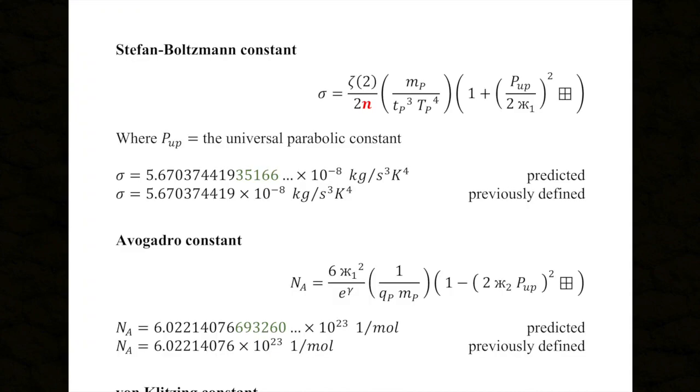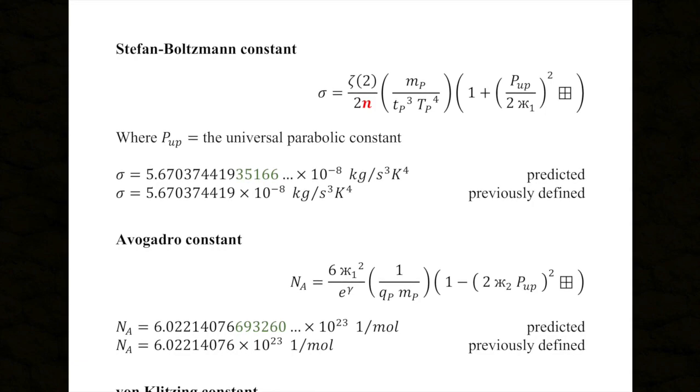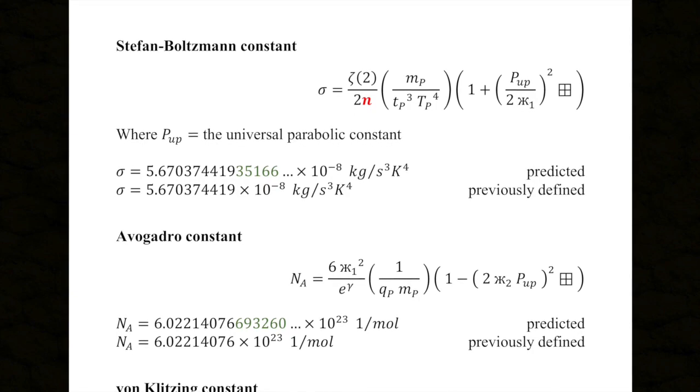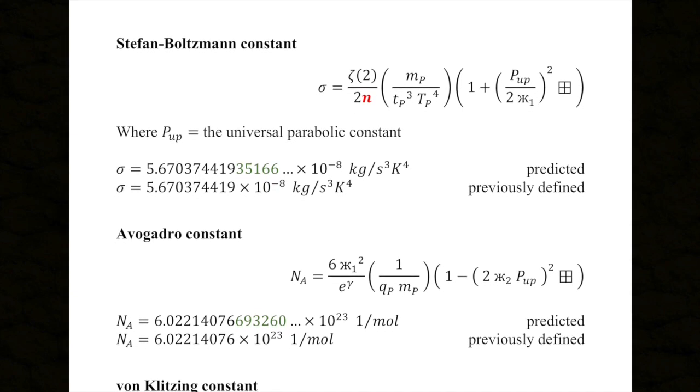The Stefan-Boltzmann constant has a primary action of zeta of 2. Before we had a zeta of 3 playing a role, which was Apery's constant. Here it's zeta of 2 divided by 2n. And the terminal action is the universal parabolic constant over 2 times J1 all squared.